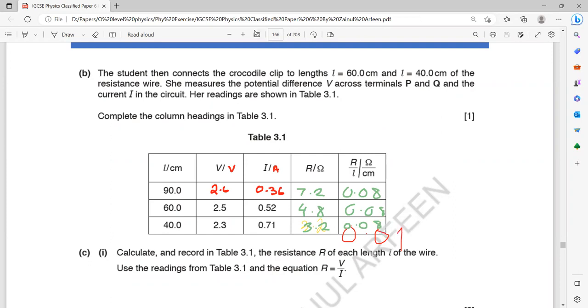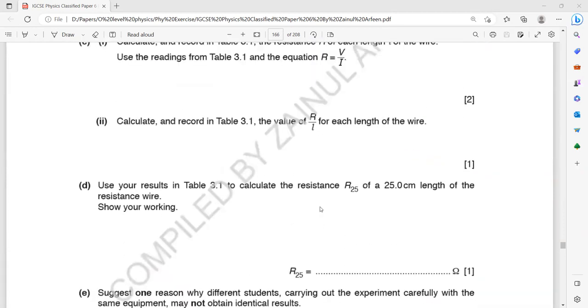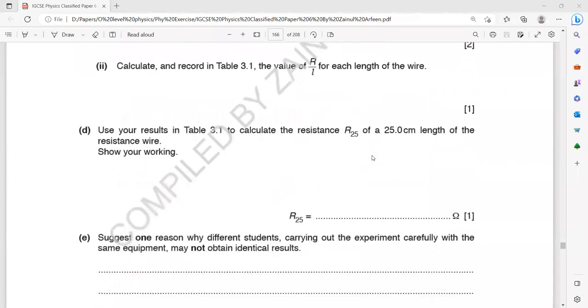Sir, it gave me 0.017. Can you check? It was 3.2 divided by 40. Can you check again? It is 3.2 resistance divided by, oh sorry, length. Yeah, 0.08 is the right one, because resistance over the length for any wire should be constant. Resistance per length is a constant thing. That's why I was sure that it should be 0.08. Then we did R by L, we already did that.